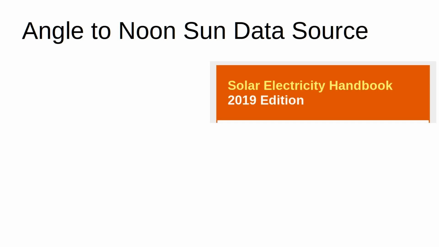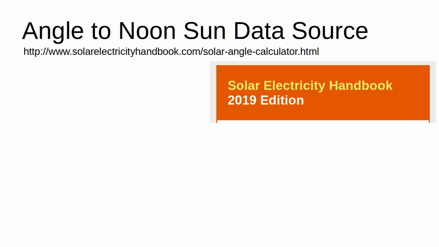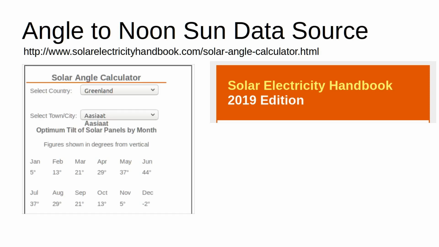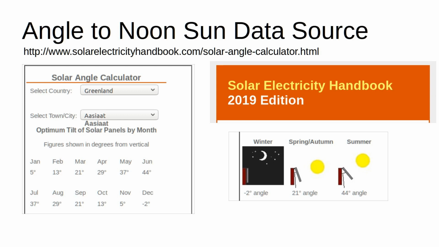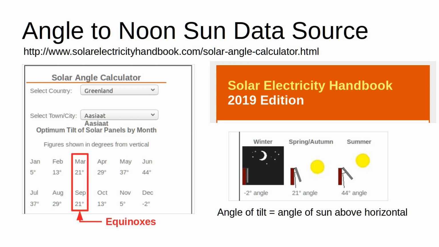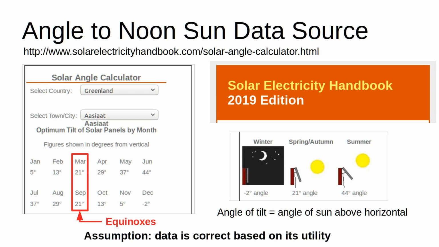In particular, the site maintains a calculator for the angle of the Sun for the purposes of efficient orientation of a solar panel. Here, we can see the data it provides for the tilt angle of a panel for each month of the year in Asiat, Greenland. It's quite easy to check that the angle of tilt is the same as the angle of the Sun above the horizontal. Since we are interested in the equinoxes, we will be using this data point in the calculations that follow. Note that we assume this data is correct based on its utility to the users of solar panels.